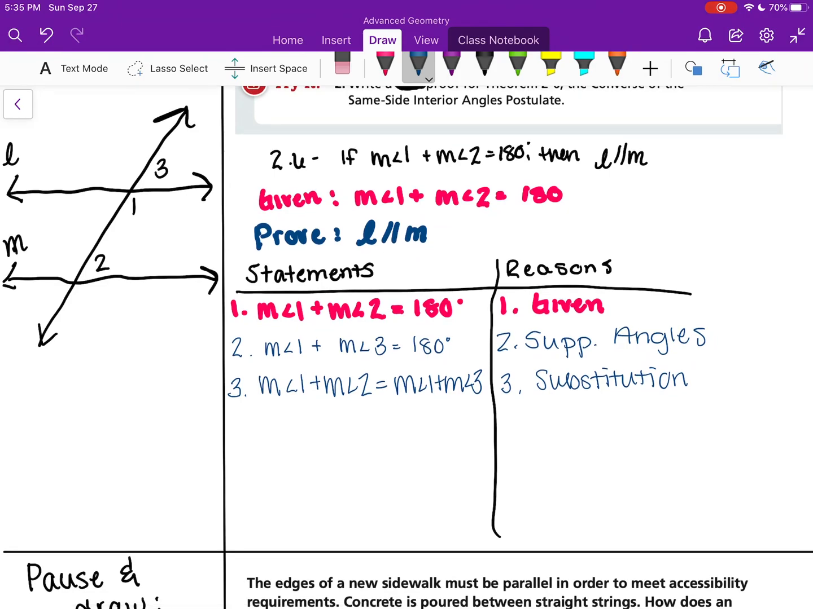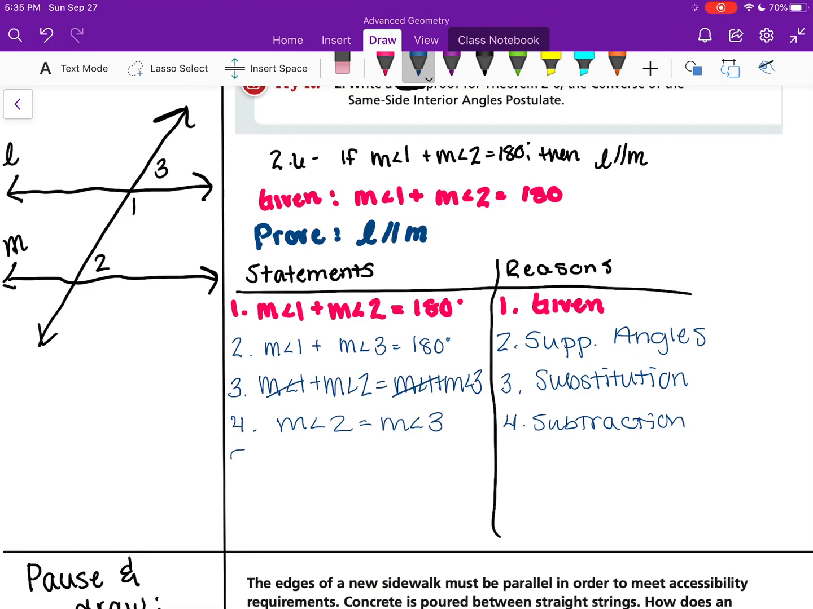But let's think. We're trying to prove that the lines are parallel. Well, let's just keep going with what we see here, because I see that there's a measure of angle 1 on both sides, so I'm actually going to subtract that, and those will undo each other, and I'll have that the measure of angle 2 equals the measure of angle 3 by subtraction. See how I couldn't use sub on both parts because it would have been confusing? I could have abbreviated sub then as subtraction because I've already spelled out substitution, but I can't use sub on both parts.